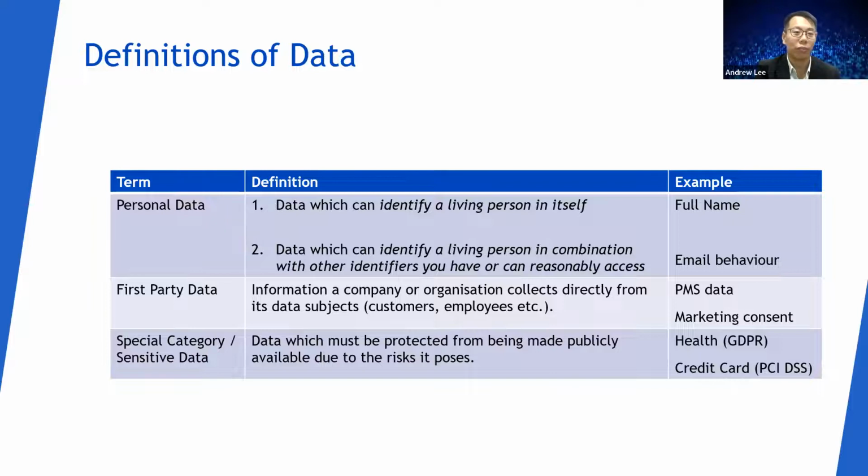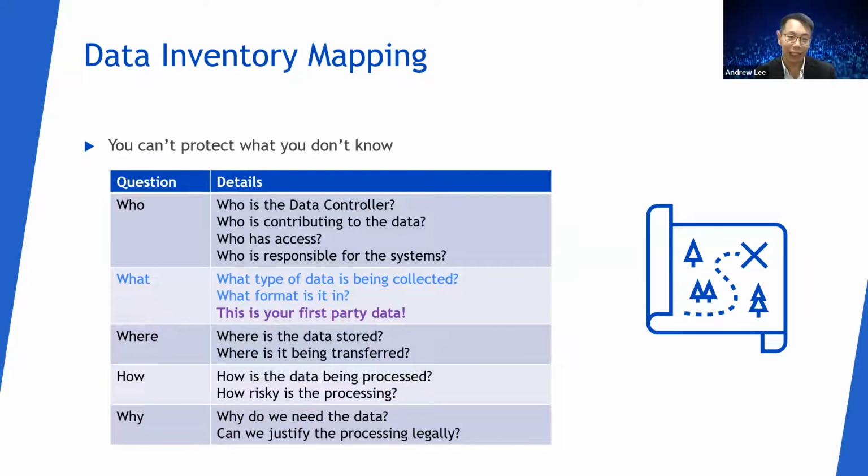So how do you know what first-party data you have? Well, actually, as part of many privacy regulations, one of the requirements that you need to do as a company is to do what we call data inventory mapping. So this is finding out who has access to the personal data that you hold, what types of data do you have, what format is it in, where is it being stored, how are you using it, how risky is the processing, and why do you need it? So how can you justify processing it with a lawful basis? And that is because you really can't protect what you don't know.